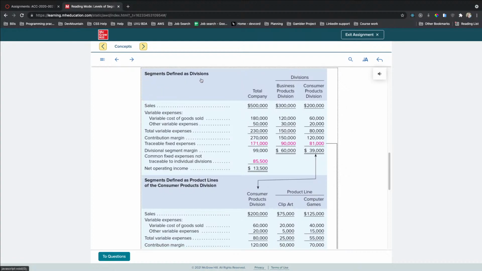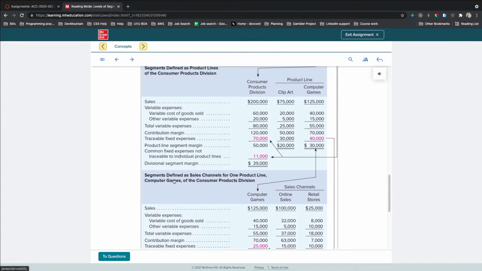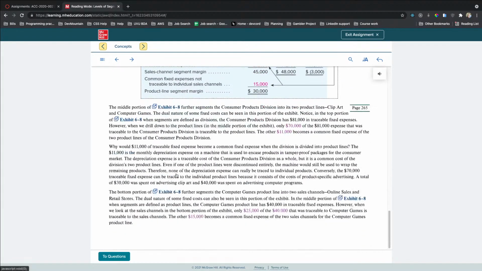Okay, so we have the segments defined as divisions, segments defined as product lines, consumer products division, products.